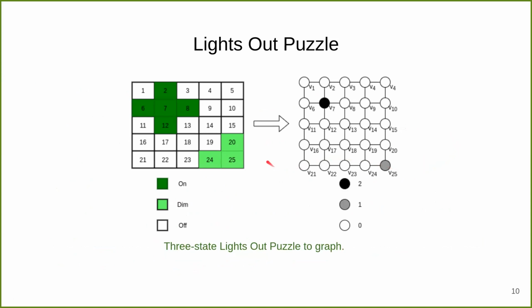And again, we could represent the 3-state lights out puzzle as a graph where each vertex is colored the number of times it was pressed, mod 3. So 7 could have been pressed 2 times to turn all of these lights on, or it could have been pressed 5 times, and so on. And so we can just color that 2 to represent that. And same with 25, it could have been pressed 1 time or 4 times, to represent this as dim. And so we can just color V25 as 1.